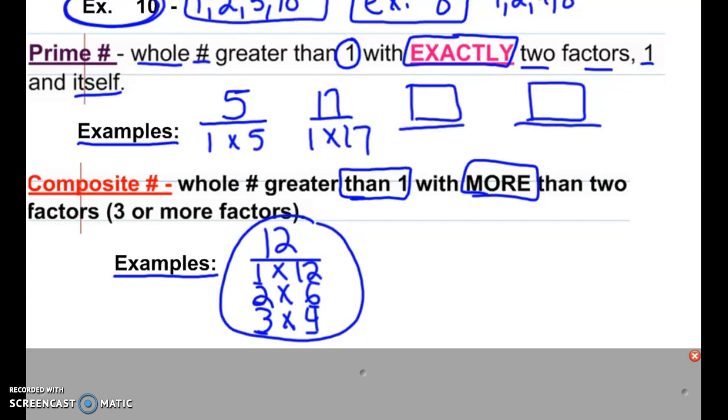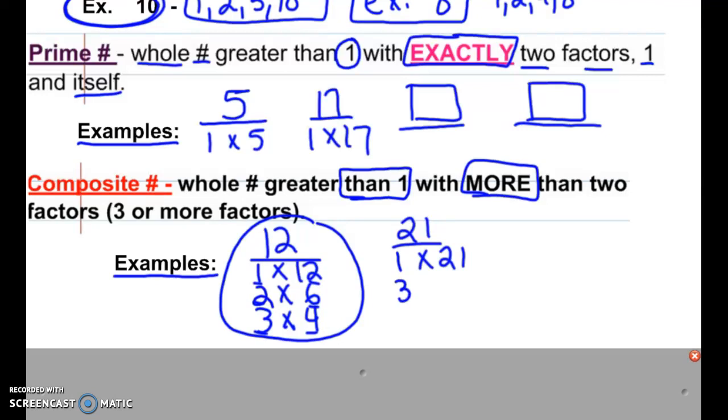Okay, let's look at another composite number. Let's take the number 21. Do not assume that because 21 is an odd number, that means it is prime. Not all odd numbers are prime. So let's start by thinking of numbers that we can divide evenly into 21. Well, 1 goes into 21, 1 goes into every single number, and it goes in there 21 times. So 1 times 21.